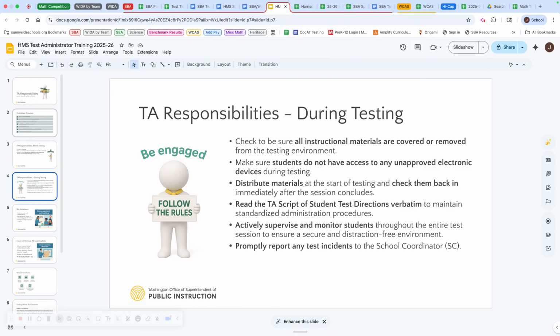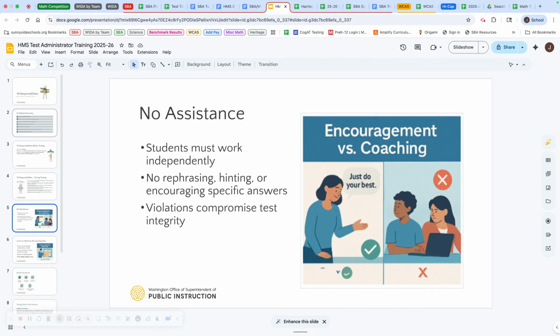Read the TA script of student test directions verbatim. You'll have a copy of that, and you can look it over before testing. Actively supervise and monitor students throughout the entire test session to ensure a secure and distraction-free environment. And promptly report any instances to the school coordinator, which is Josh. That's me. No assistance. You can't help a kid on the test.